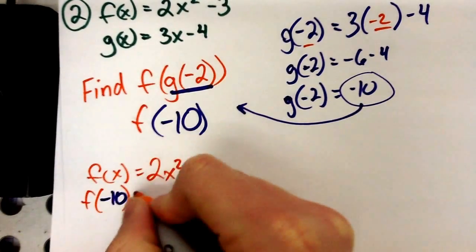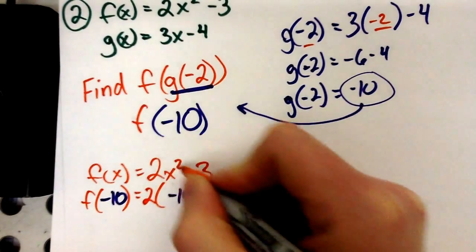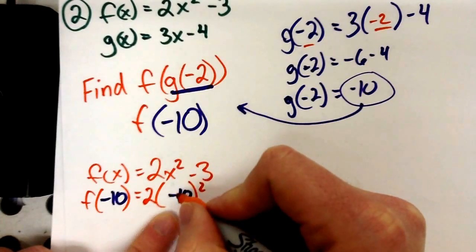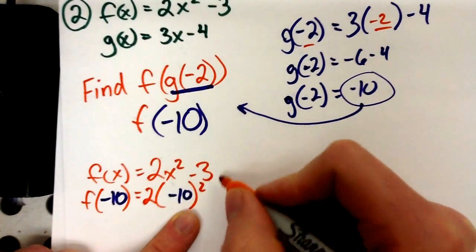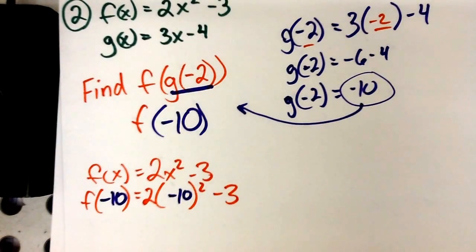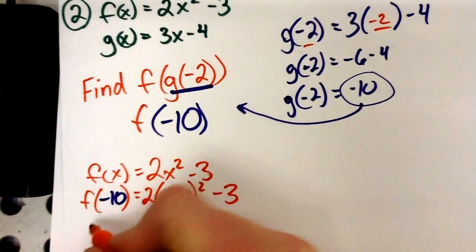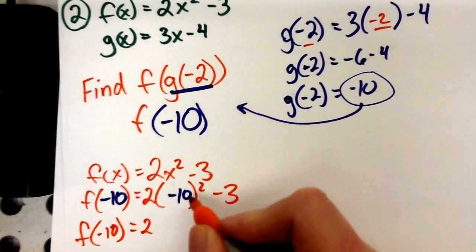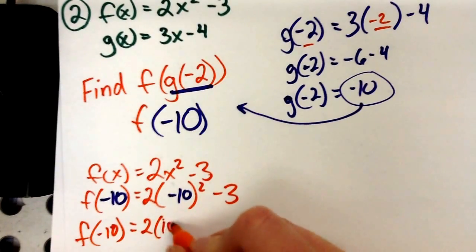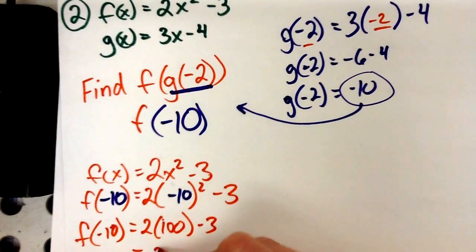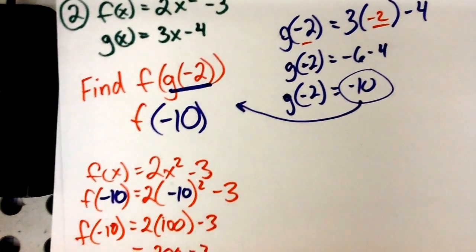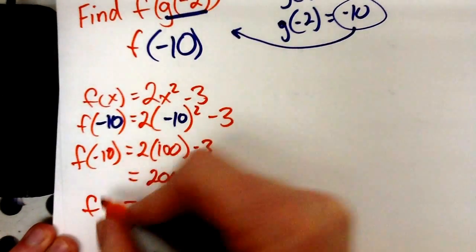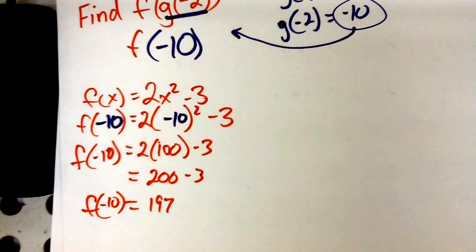So I'm finding f of negative 10. Negative 10 replaced x, so 2 times negative 10 now squared minus 3. And just work it out. So f of negative 10 is, you got to do squared first. So negative 10 squared is 100. So twice 100 minus 3, which is 200 minus 3, which is 197. So f of negative 10 is 197. And that's your final answer.